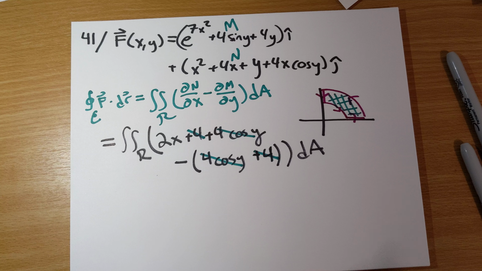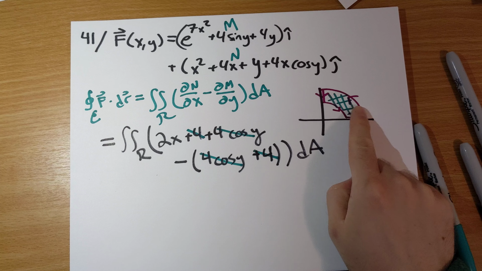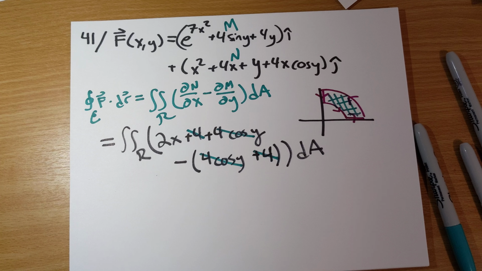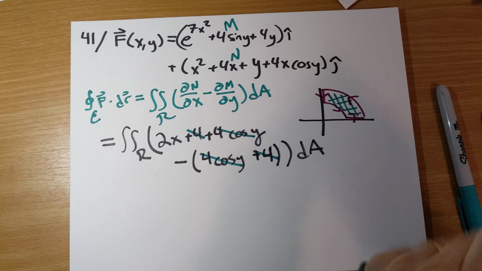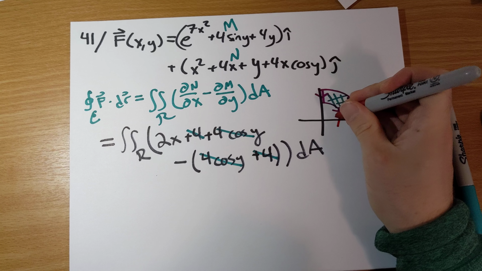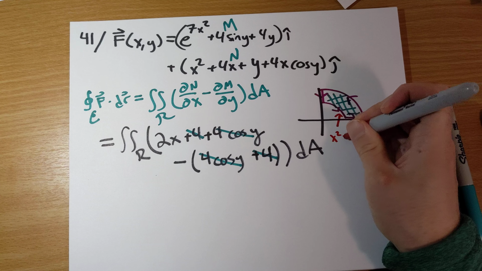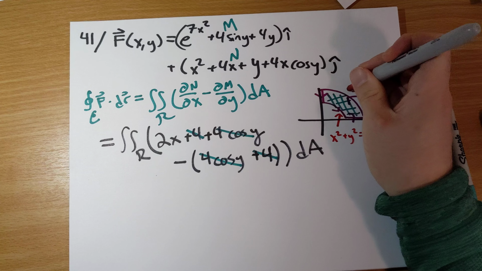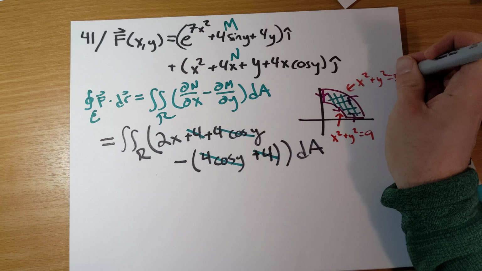Now, how do we go about actually evaluating this integral? Well, realize that this is best suited for polar coordinates. This region right here is most easily expressed using polar coordinates. What is this region? The inside arc there is x squared plus y squared equals 9. The outside arc is x squared plus y squared equals 36.